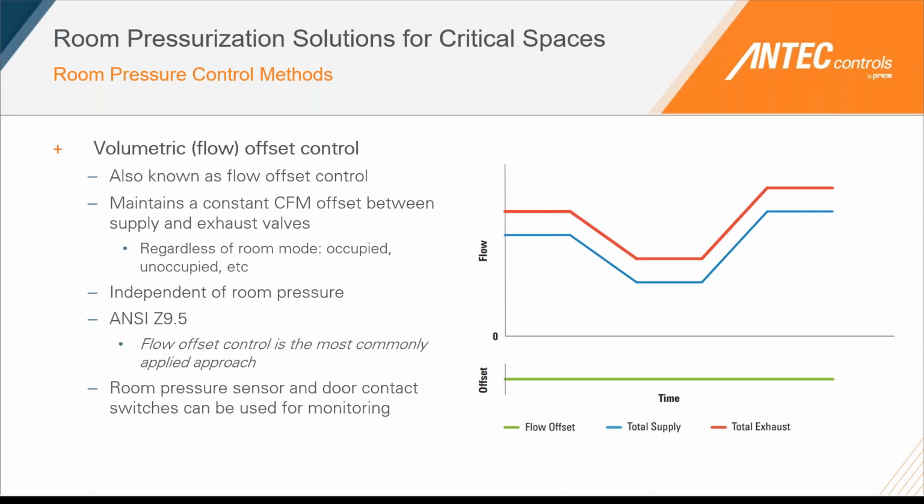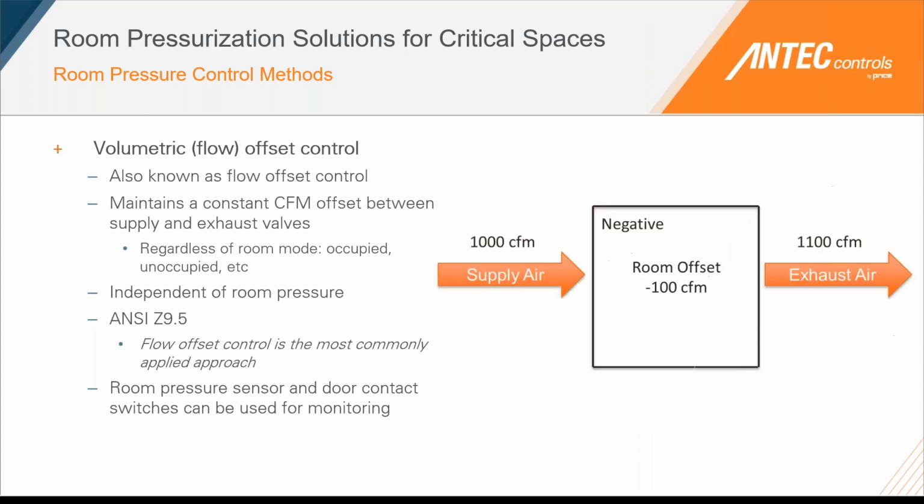So we're not directly measuring the room pressure and making changes regarding that. We're instead controlling to that fixed offset and allowing that to build up the room pressurization. Typically, volumetric offset control is going to be the more commonly applied approach in these critical spaces. You can still utilize room pressure sensing and door contact switches for volumetric offset control, but these will not be used for control. They're typically going to be utilized for monitoring purposes only.